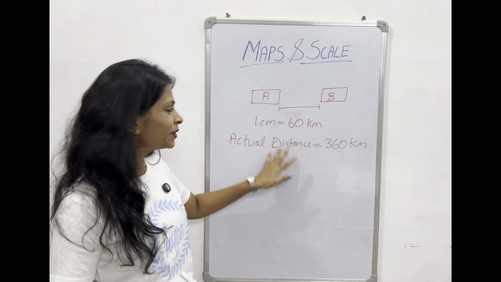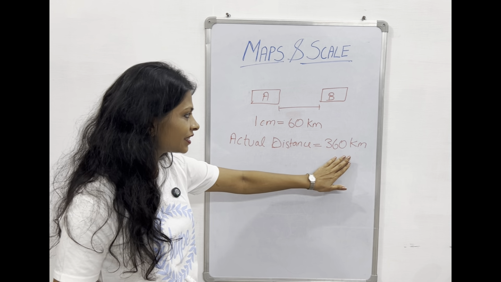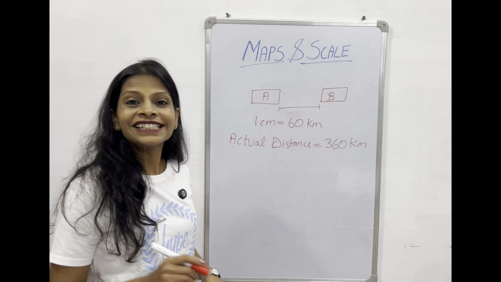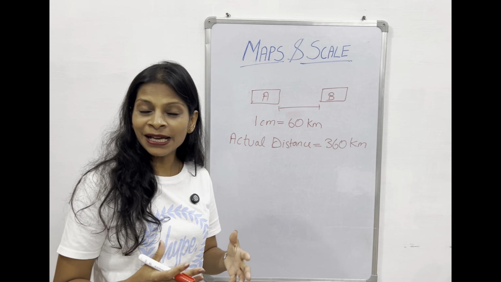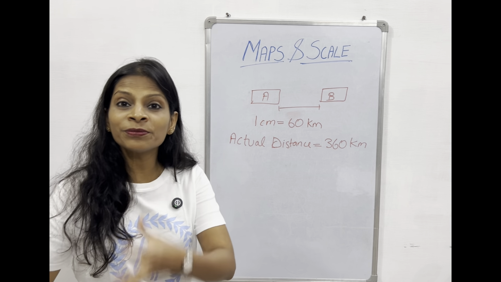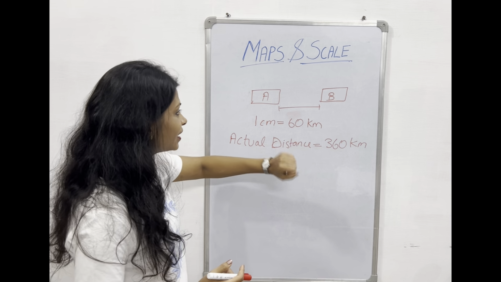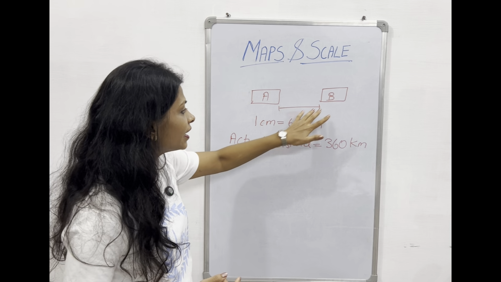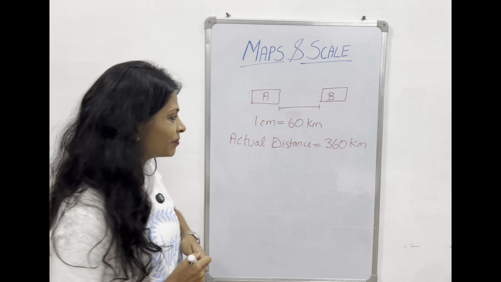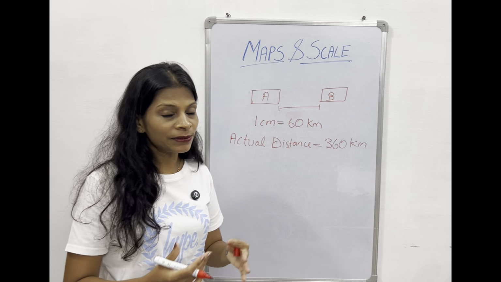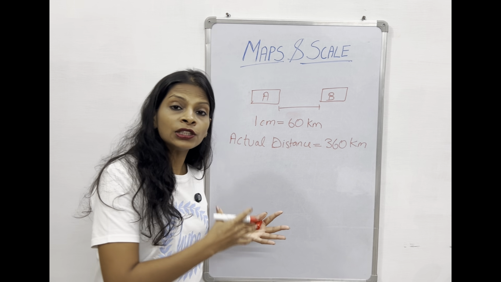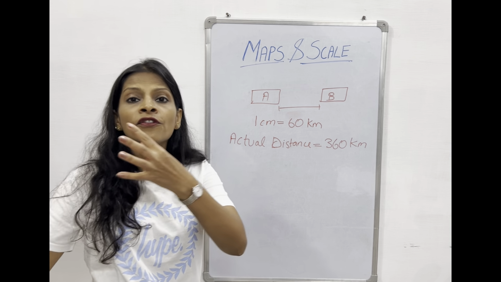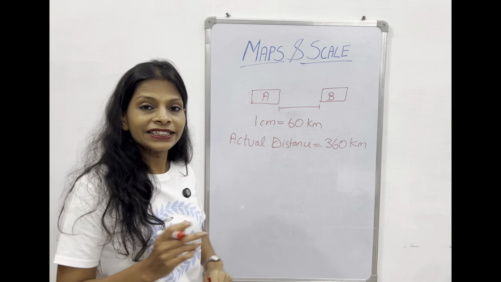The actual distance between two cities A and B is 360 kilometers, and the scale is represented by 1 centimeter equals 60 kilometers. This example is interesting because we have to convert from real life to the scale. So the question is, what is the distance between A and B in terms of centimeters on the scale drawing? Now here, if you remember, I mentioned that if you have to convert from scale to the actual distance, we will multiply, and if we have to convert from real life to the scale, then we will divide.